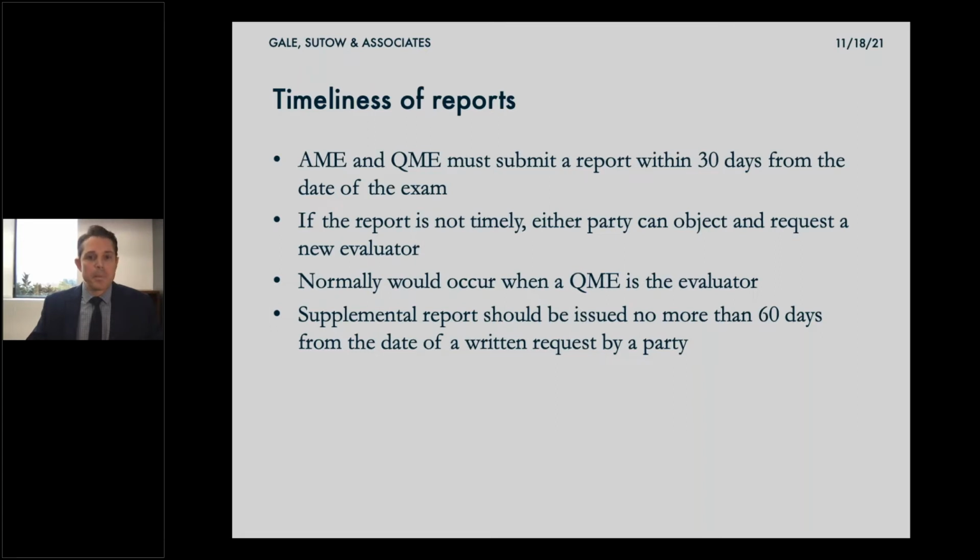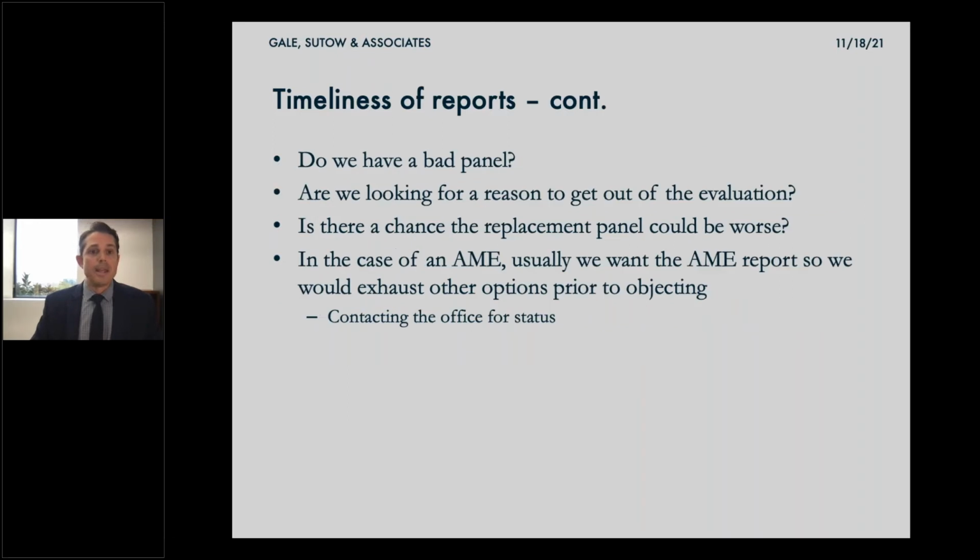If there is a supplemental report that's late, the QME or AME will have 60 days from the day of the written request to issue the supplemental report. If that supplemental report is late, and we're going to talk about it in another slide, it's a little less clear as to what the remedy is going to be. So when we have the right to object, we have to decide if we are going to object, because as we mentioned, the remedy is going to be a new panel.